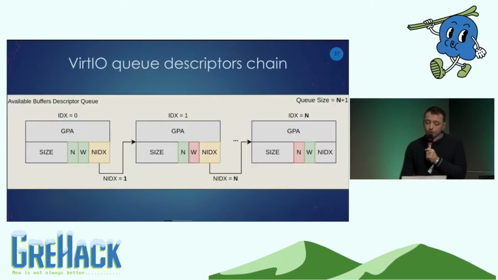And that's it. So a chain looks like this. You have a first descriptor. The write flag is set, so it's supposed to be a write buffer. The next flag is set, so there is another descriptor after that. This descriptor's index is 1, so the next descriptor, sorry, is at index 1. And you can do this indefinitely until you find a descriptor where the next flag is not set.